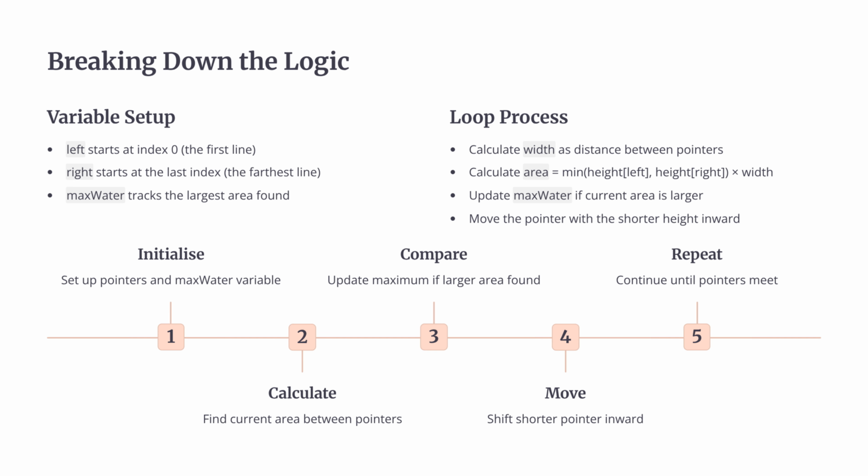Now that we've seen the code, let's slow down and really understand what's happening behind it. We'll break the logic into two parts, the setup and the loop process. First, the setup. We begin by placing two markers, called pointers. One pointer starts at the very beginning, that's the left pointer, and the other starts at the very end, that's the right pointer. So we're starting with the widest possible container, the full width of the array.